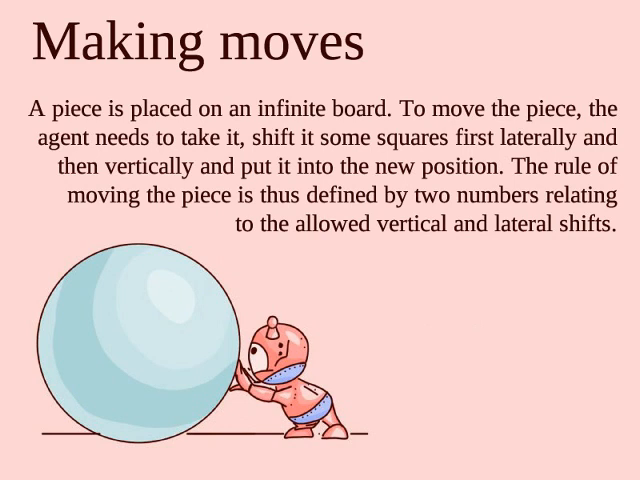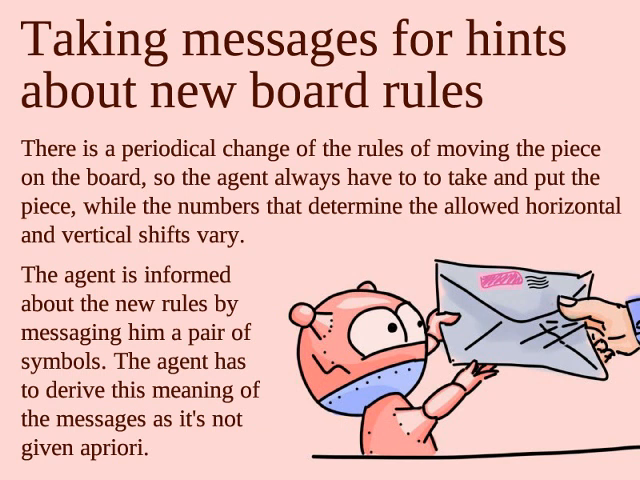First, the agent deals with a piece that is placed on an infinite board. To move the piece, the agent has to take it, shift the hand in vertical and lateral directions, and put it into the new position. There are board rules that define how the piece can move laterally and vertically, and though the agent always needs to take the piece and put it back, the agent needs to learn that there are rules and move the piece accordingly. The board rules change regularly, and the environment informs the agent about that by sending a pair of symbols. The agent has to derive the meaning of such messages.